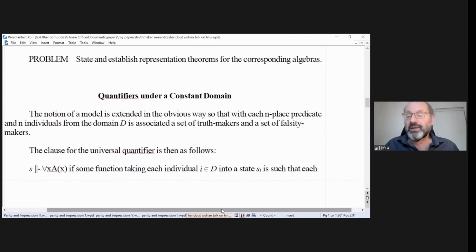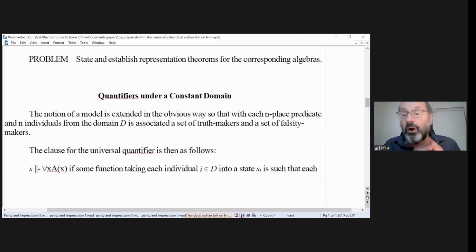I'm just taking that for granted. And I'm supposing, for simplicity, that every individual has a name. So we don't need to worry about assignments of individuals to variables or anything like that. It just makes life a lot easier to do things that way.